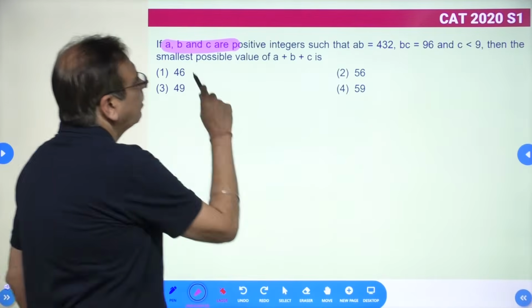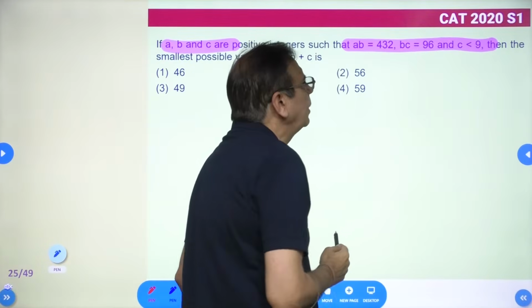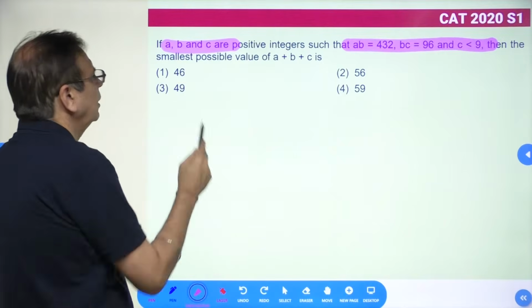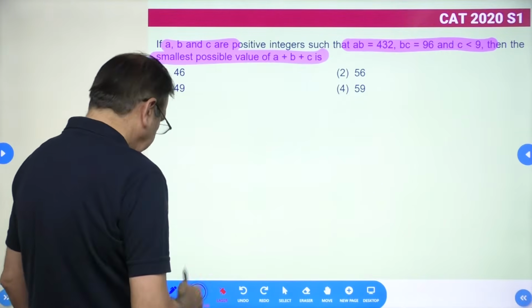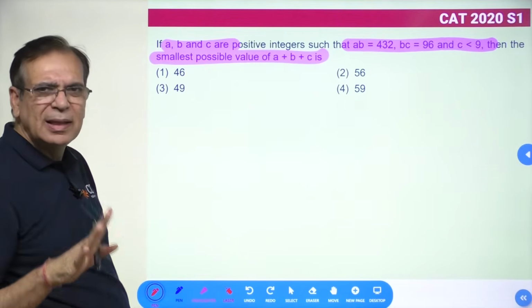If A, B, C are positive integers such that A into B is 432, B into C is 96, C less than 9, I want the smallest possible value of A plus B plus C. Don't waste time, just write down, start making cases and get the answer.